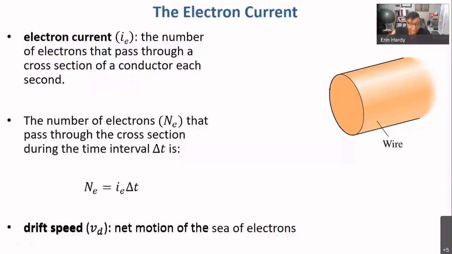So the positives are fixed in place, the negatives are heading in a certain direction. If I can count up the number of negatives that pass through any one piece of a circuit, or through an ammeter, let's say, per unit time, then the current is something I can write as the number of charges per unit time.